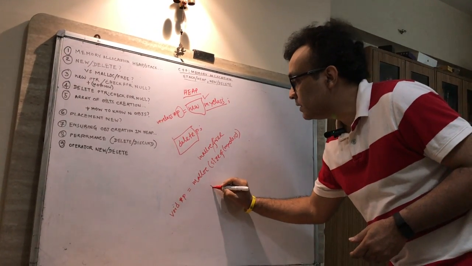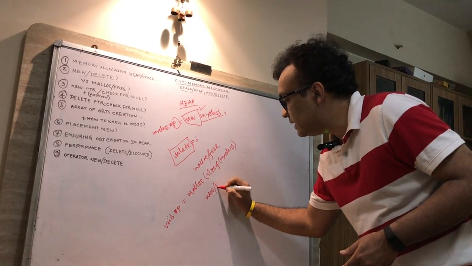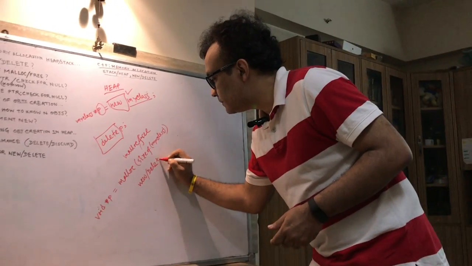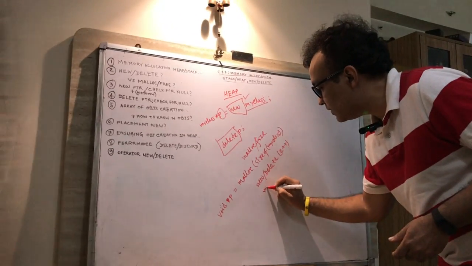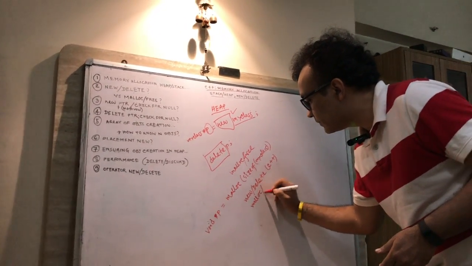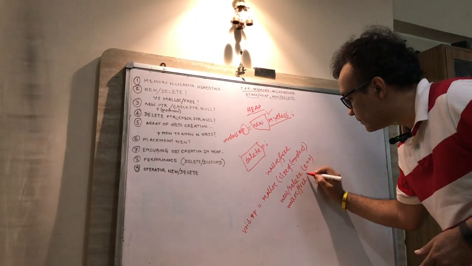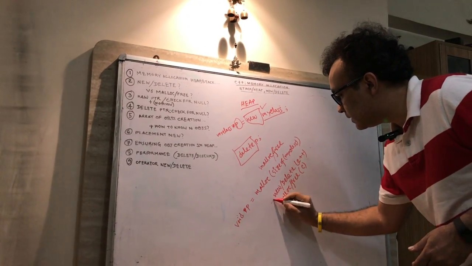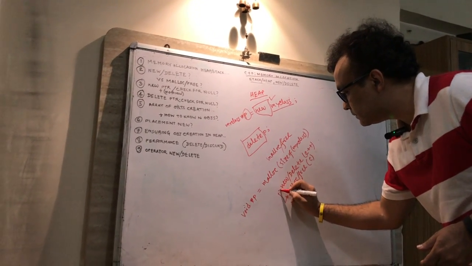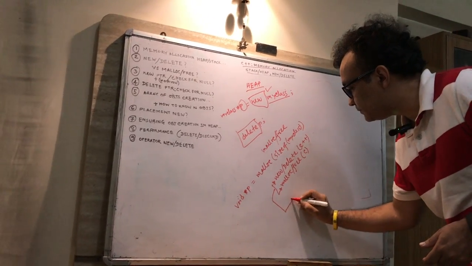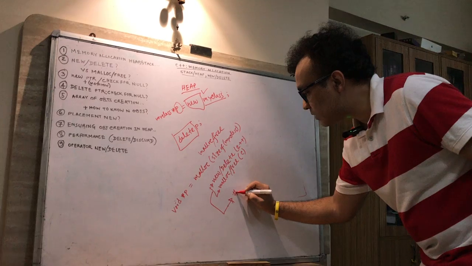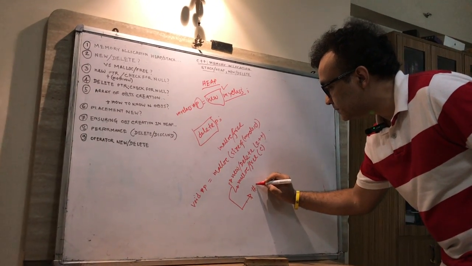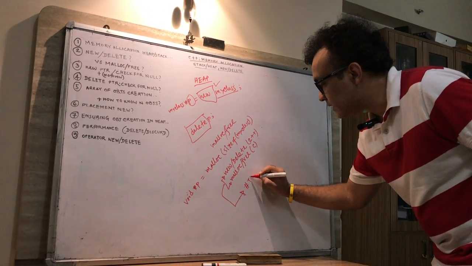So the two things: new and delete, which is basically C++ stuff, and malloc and free, which is C stuff. The first one is basically new and delete.